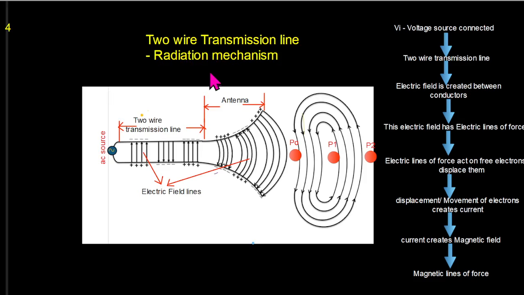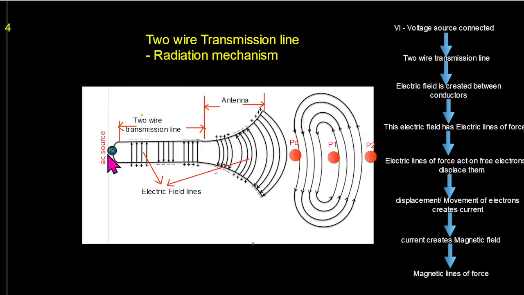Now, here we have the complete two-wire transmission line radiation mechanism system. This consists of four sections. The first one is the AC source or supply section. The second one is the two-wire transmission line. The third section is the antenna section, and the last is the free space.